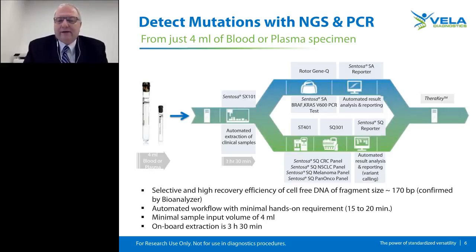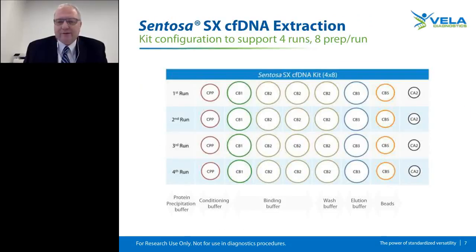Some of the key advantages of our system are the selective and high recovery efficiency of cell-free DNA fragment size of approximately 170 base pair, as confirmed by the bioanalyzer. The automated workflow has minimal hands-on requirements, about 15 to 20 minutes. Sample input volume is 4 mL. Most other systems on the market actually require greater than 4 mL input volume, and the onboard extraction is 3 hours and 30 minutes. So with very little hands-on time and minimal sample amount, you can maximize the amount of data that you're getting out of one single sample of cell-free DNA from blood or plasma.